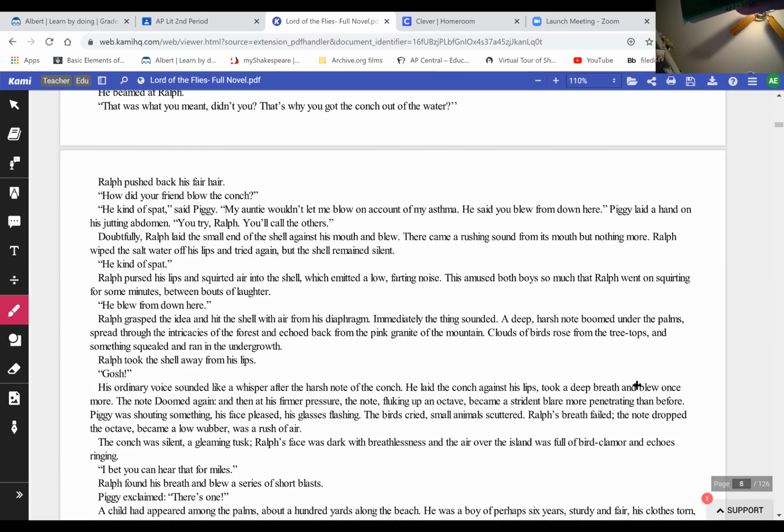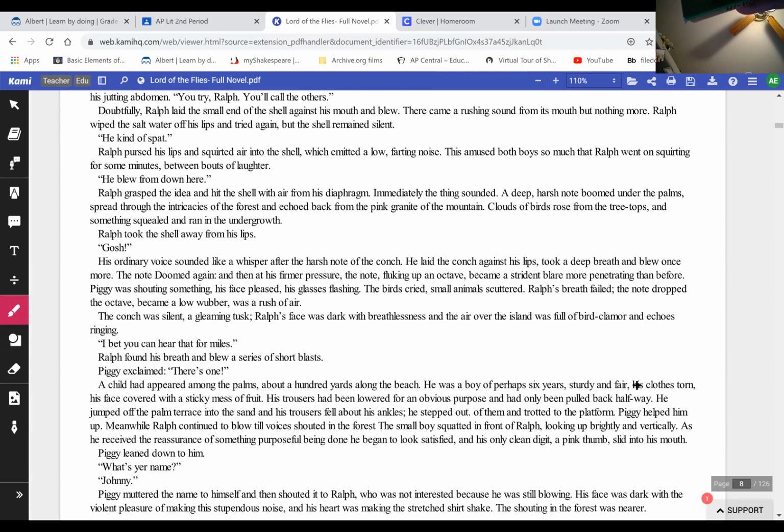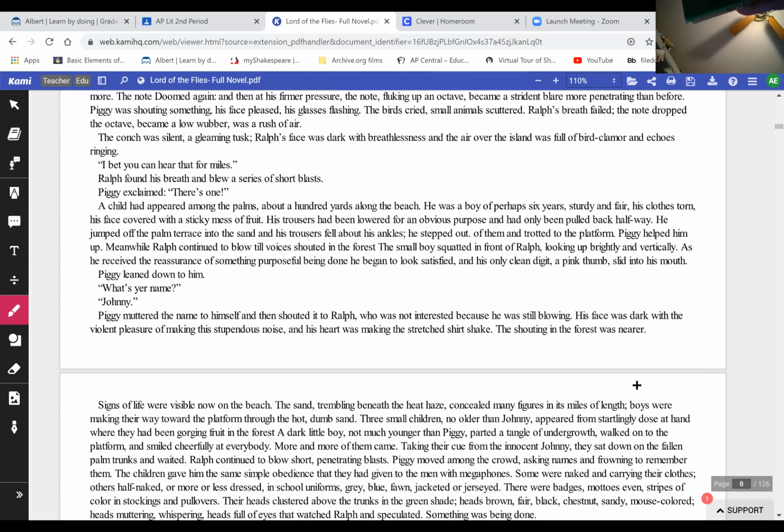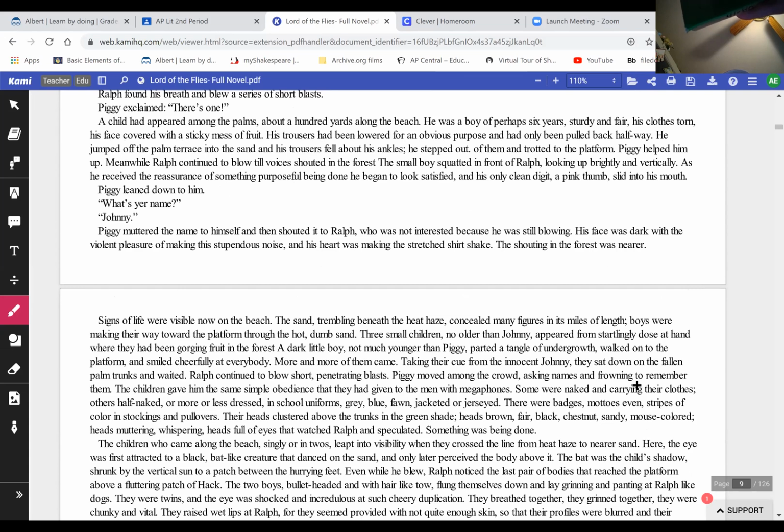Doubtfully, Piggy kind of spat. He blew from down here. Ralph took the shell. Gosh, that's when, so then the honk of silence. I bet you can hear it for miles. And then one came. What's your name? That's when they're talking to him.